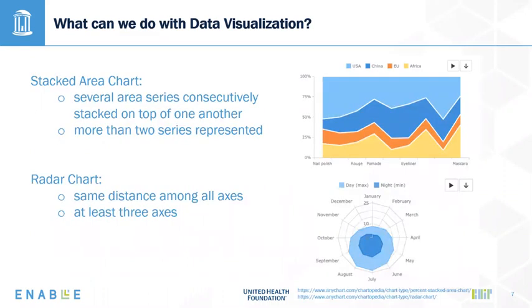A percent stacked area chart consists of several area series consecutively stacked on top of each other. Stacked area charts should be deployed only if there are more than two series represented. In a radar chart, each variable is represented on an axis. All axes use one scale and are arranged radially within the same distance from each other. There should be at least three axes. Well, too many axes can make a chart illegible as well.